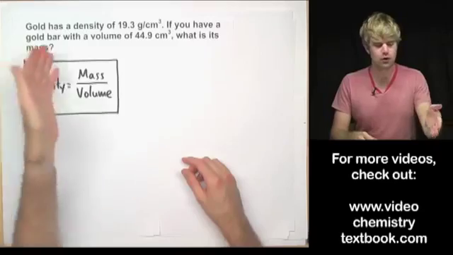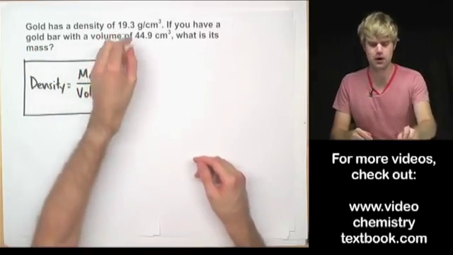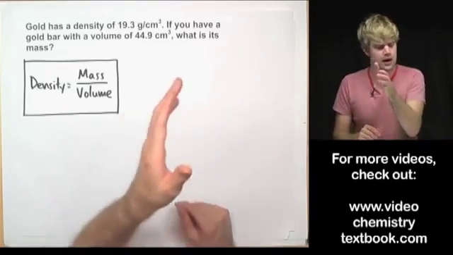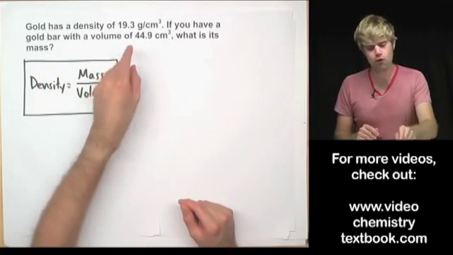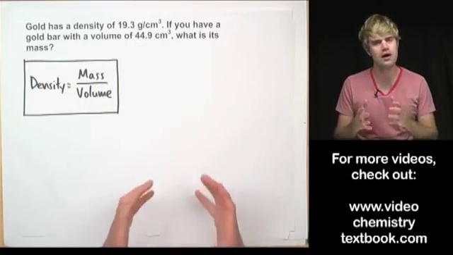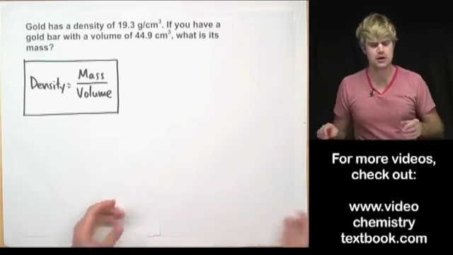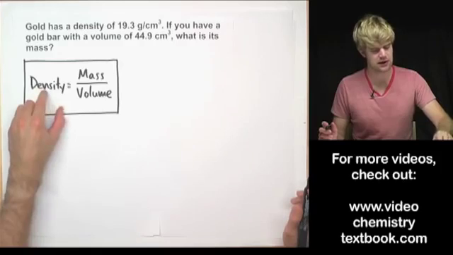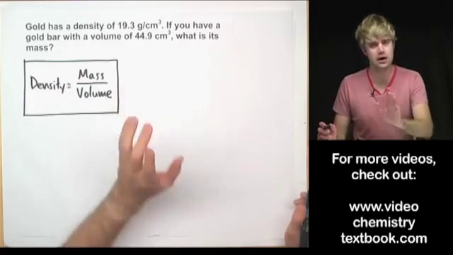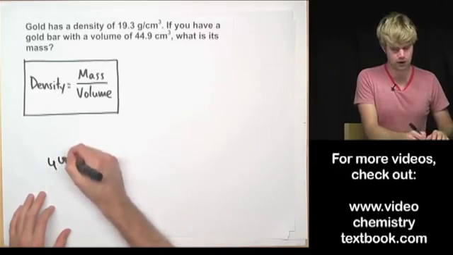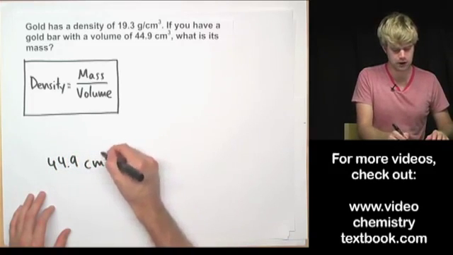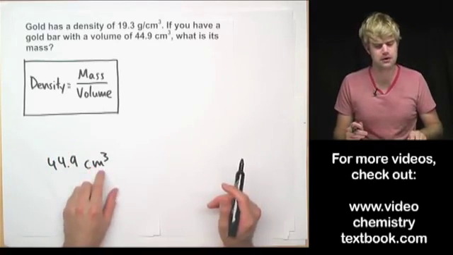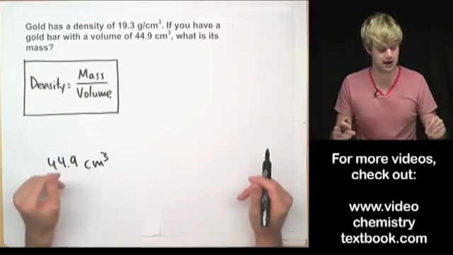Let's do another one. Gold has a density of 19.3 grams per cubic centimeter. That's really high. Gold is very heavy. If you have a gold bar with a volume of 44.9 cubic centimeters, what is its mass? Okay, so in this example, all we have is a volume, and we have to take the density to figure out what the mass is going to be. So let's start out with this volume here, okay? 44.9 cubic centimeters.